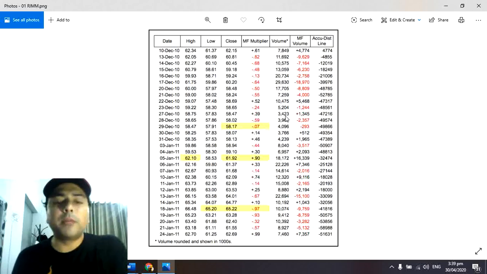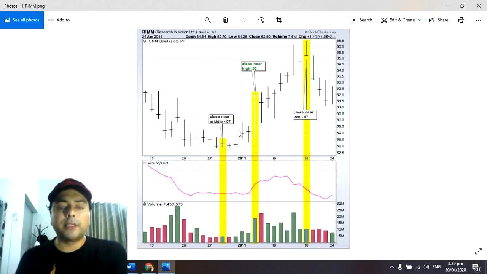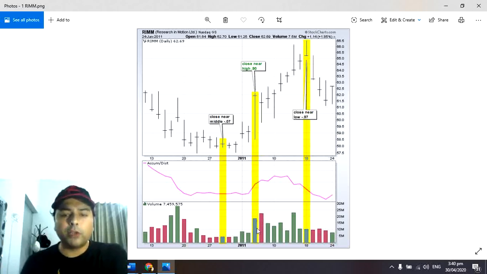As you can see from this chart of RIM, there is a high positive multiplier of 0.9, which was when the close was near the high for the day. High close combined with high volume results in accumulation and buying pressure, which moves the indicator higher. As you can see from this line, accumulation distribution, it moves higher.